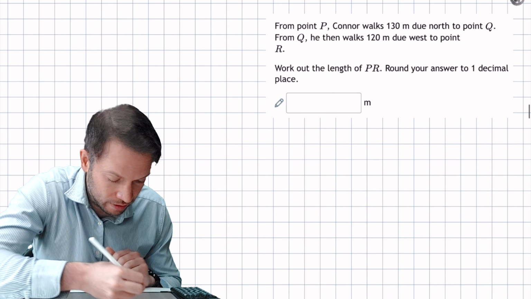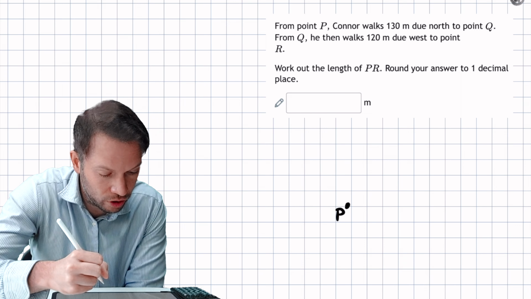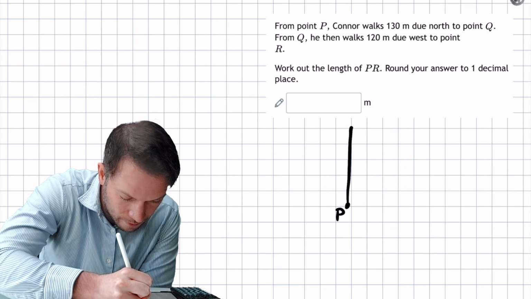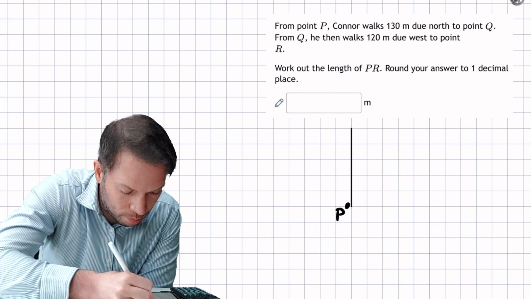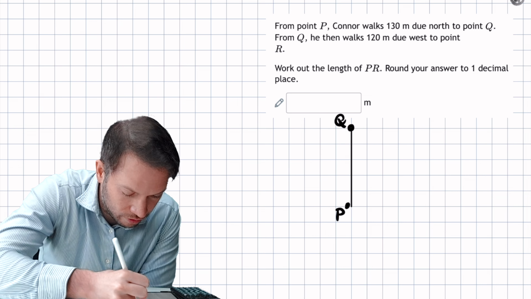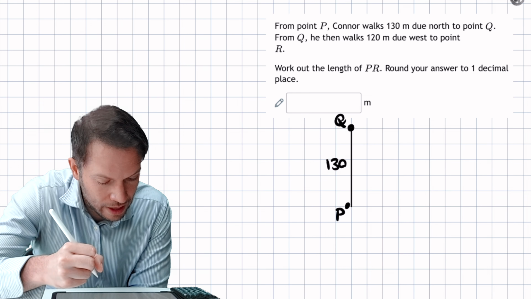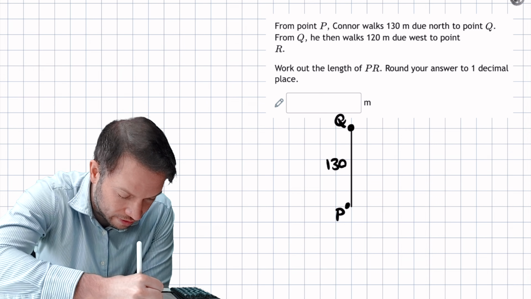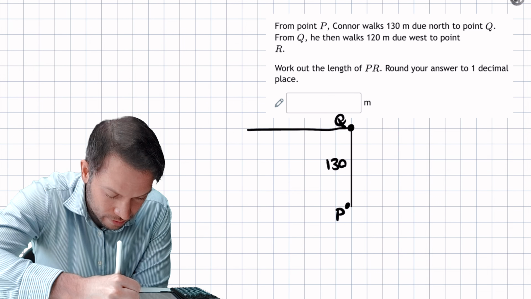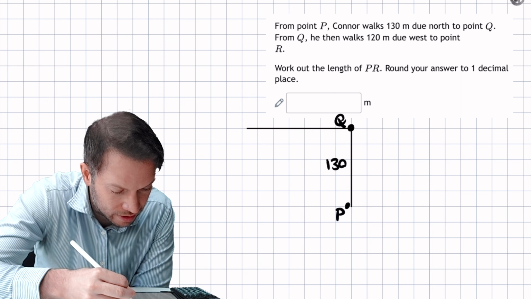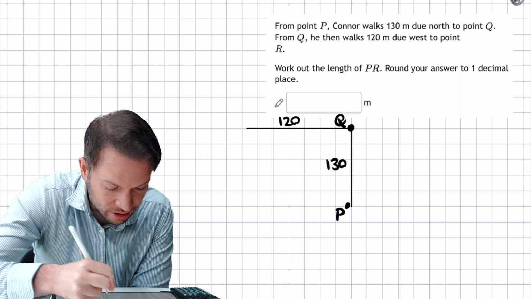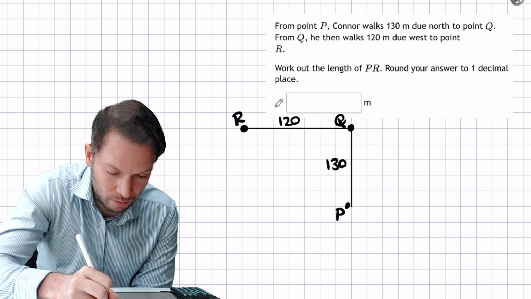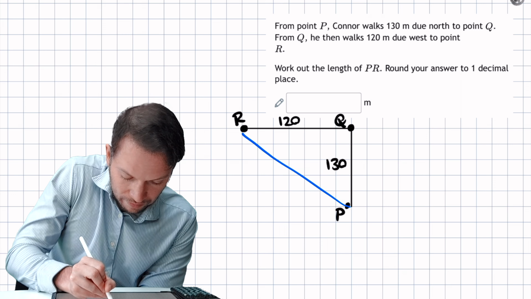From point P, so let's put point P, Connor walks 130 meters due north, so he goes north like this, to a point Q, so he goes 130 meters. And then from Q, he then walks 120 meters due west. So west is left. Due west, so that's 120 to get to a point R. So we're now there. Work out the length of PR. Well, P to R is just this length here, like that.